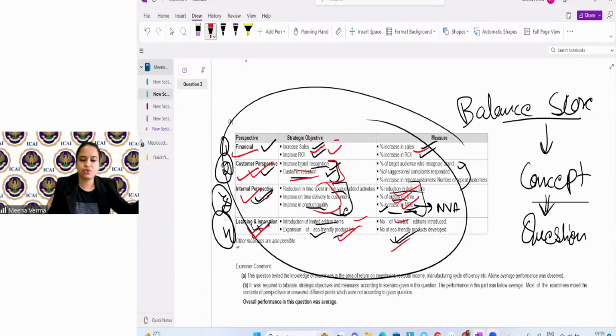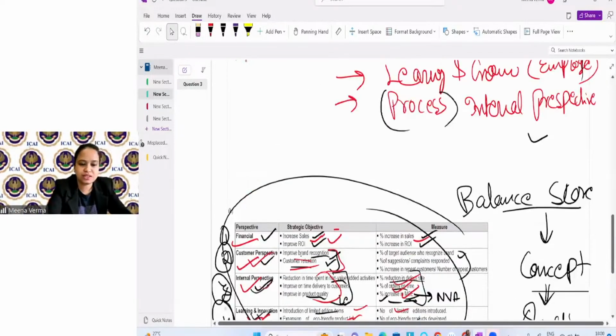So all these things you can write on your own. You don't need to memorize anything. My point is that you don't need any rote learning here. Just understand the concepts you have. If you know the concept, you can write it very easily. All right. Okay. So with this, we have completed the topic.